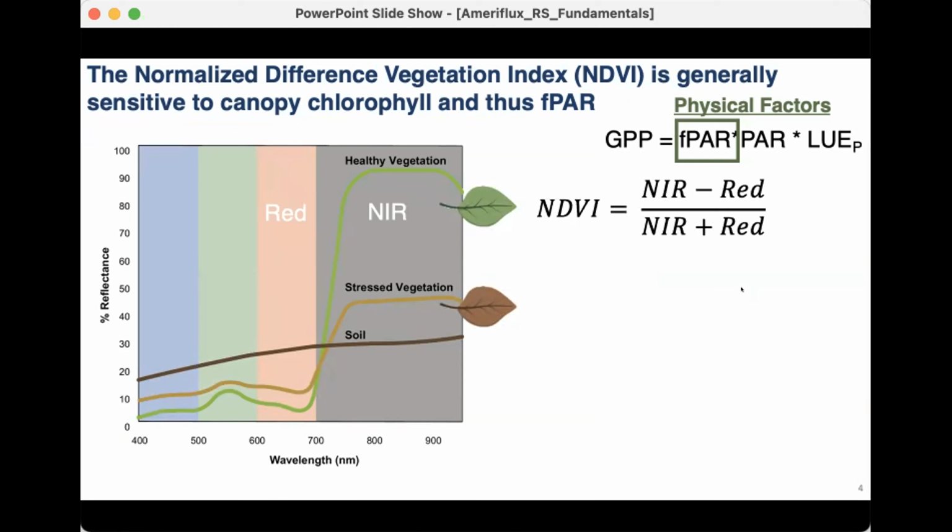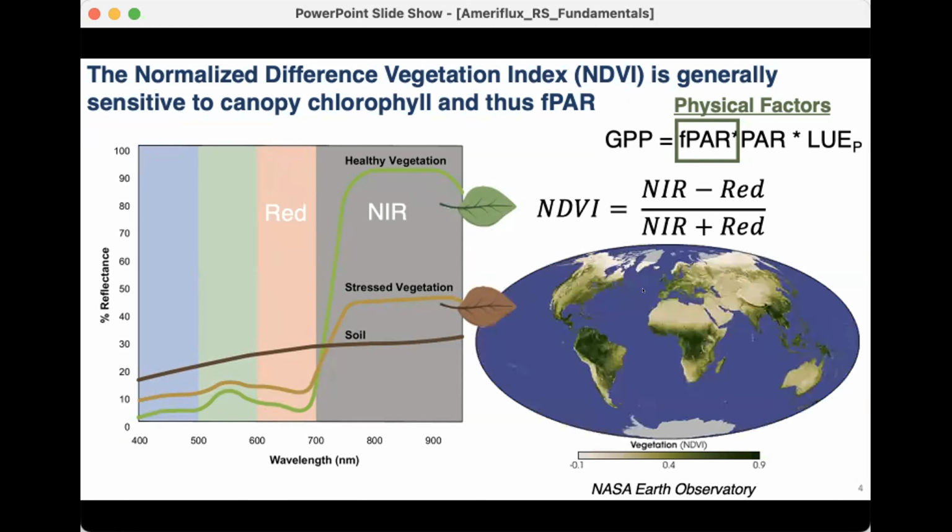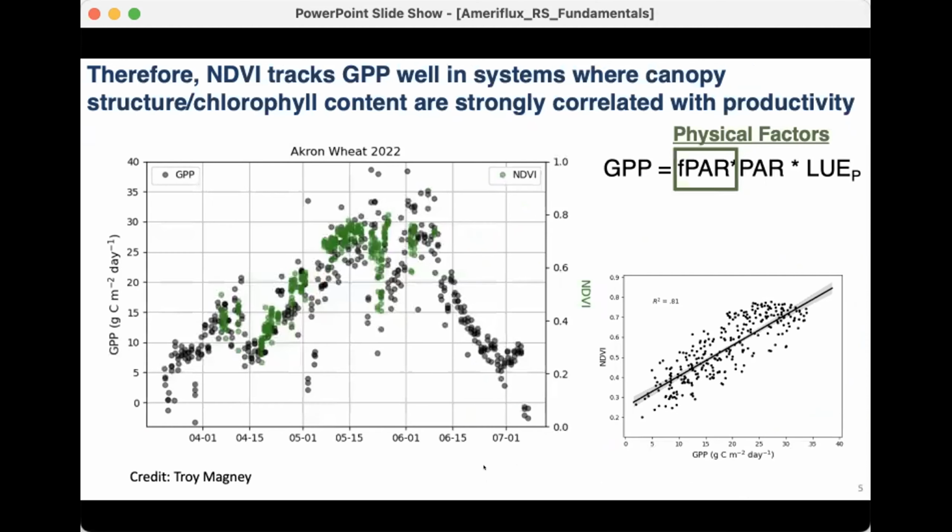And so here's just the NDVI calculation, and this is great because we can measure it all over the place, and NDVI has a long history of success in approximating GPP and plant productivity. Since then, there have been... so NDVI tracks GPP really well in systems where canopy structure or chlorophyll content are strongly correlated with productivity.